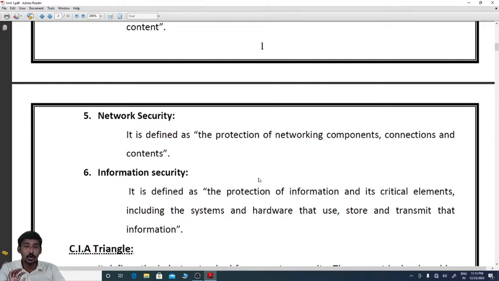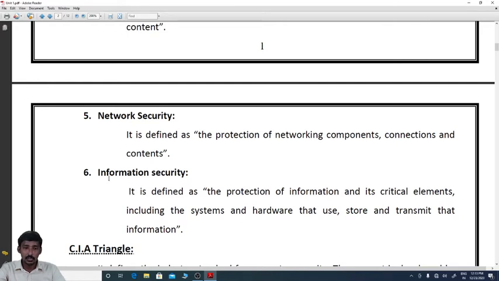That means I am going to talk about the different kinds of possible threats and attacks, along with the different kinds of security measures you are going to provide in order to reduce the impact of these security issues.